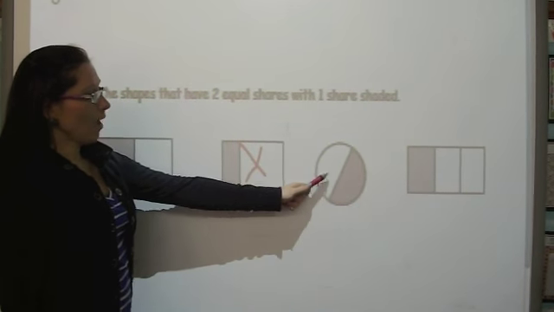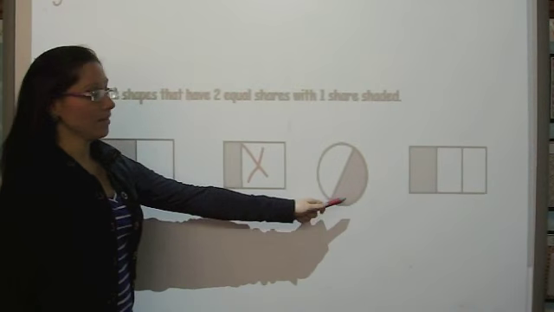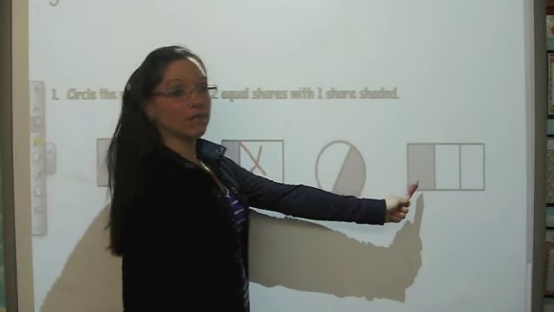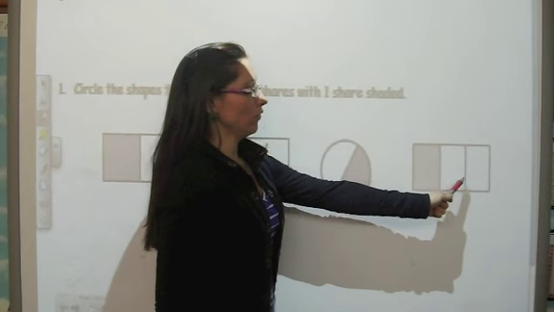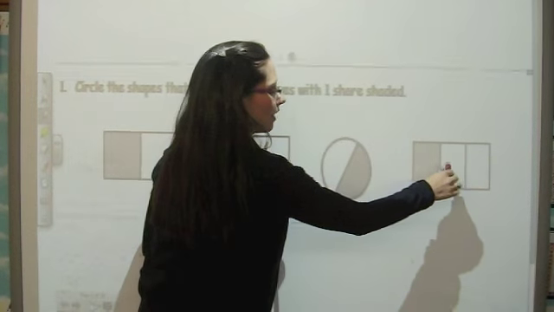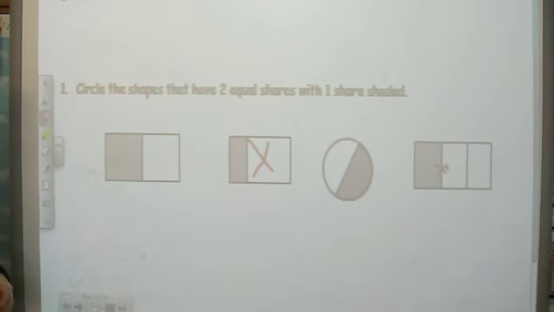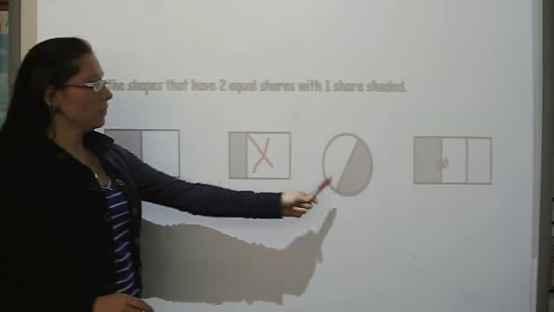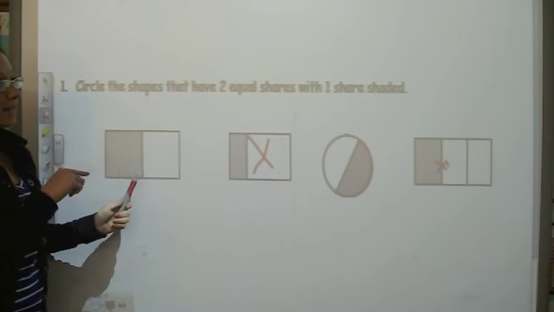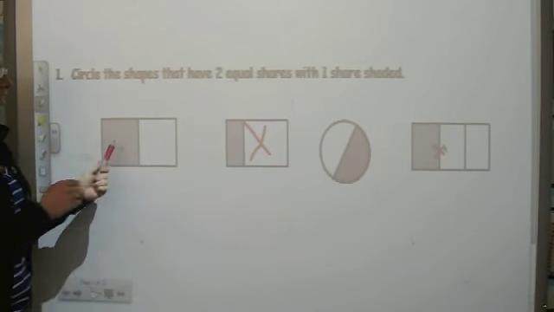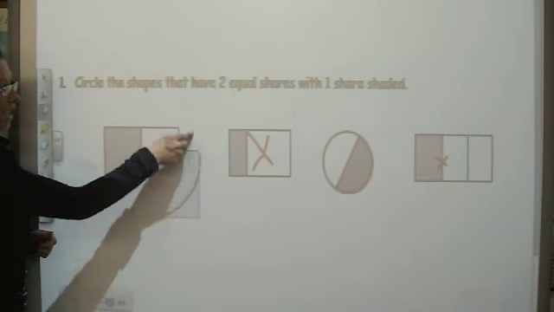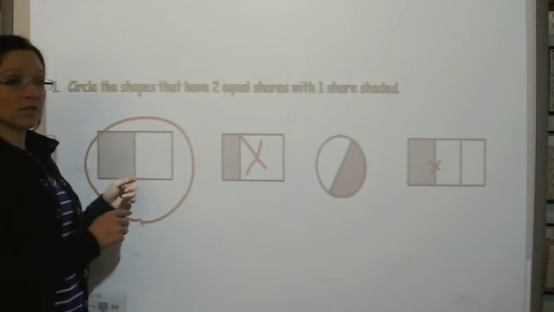Then if I look here, I've got 2 shares, and they're both the same size, so they're equal, so that would work. But this one over here has got 1, 2, 3, so that's not a possibility, so I'm going to cross that out as well. Now it's between these two, and I want to circle the one that has 1 share shaded in. This here, 2 equal shares, and there's 1 shaded in. So that works for us. I'm going to circle that.